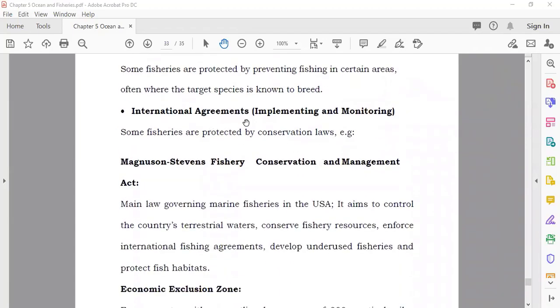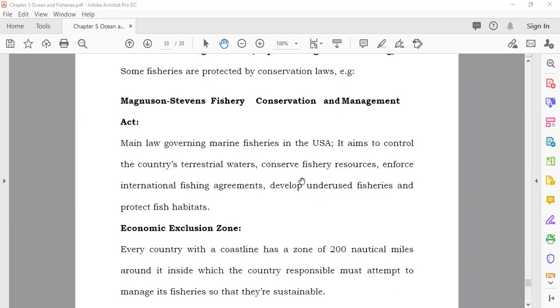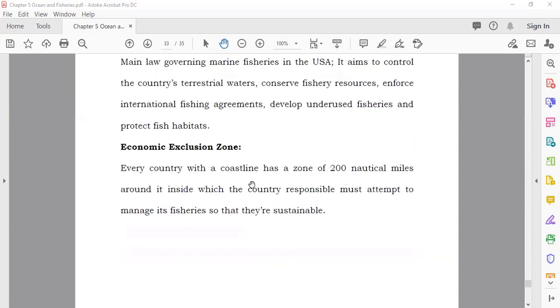After that, international agreements. Different countries can make different agreements. One of them they have mentioned here is the Magnuson-Stevens Fishery Conservation Act, which was in the USA. They are not specific about these laws. You have to remember what the law was and which country it belonged to, and how they will ask the question, inshallah, when we do the question practice. But you should know all these things.